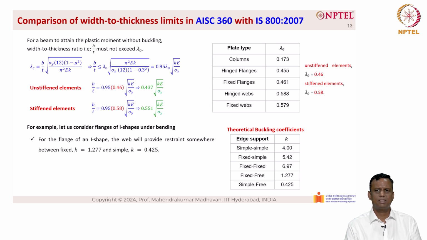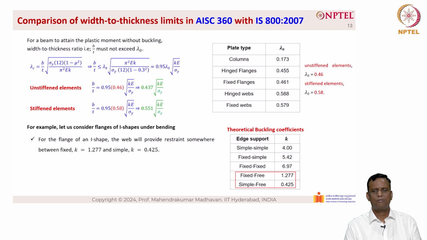So, when the unloaded edges are simple and simple, we have K equal to 4.0. When the unloaded edges are fixed and simple, K is 5.42. When they are fixed and fixed, K is 6.97. When the unloaded edges are fixed and free, K is 1.277. And when the unloaded edges are simple and free, K is 0.425. All these are theoretically derived based on the energy approach that we have seen in previous classes.